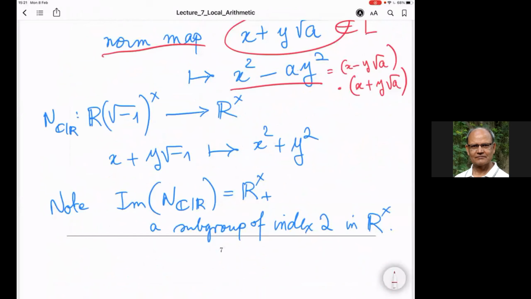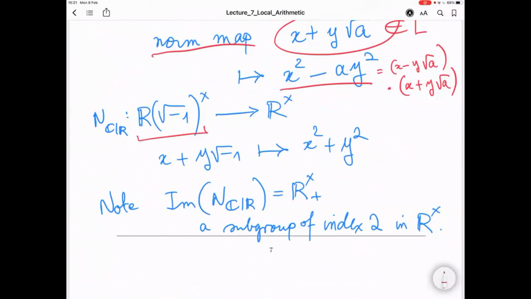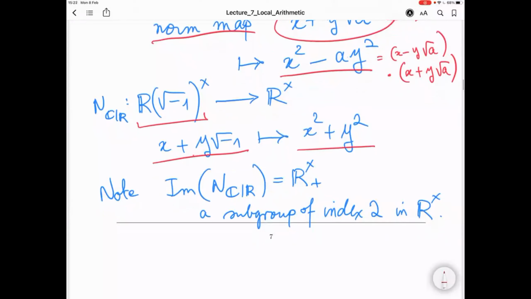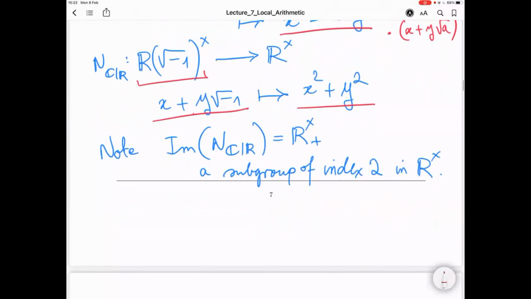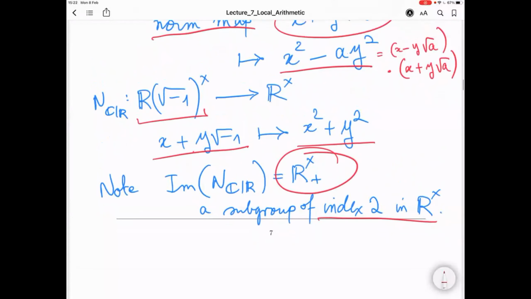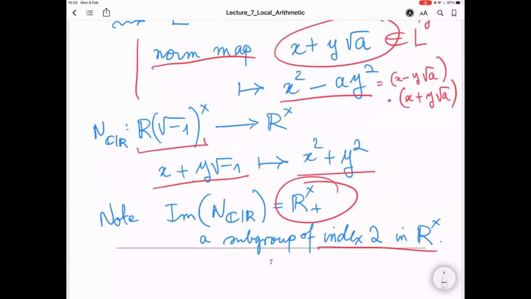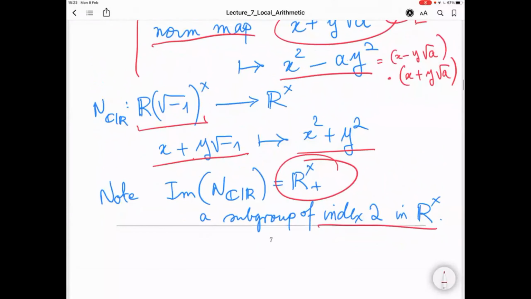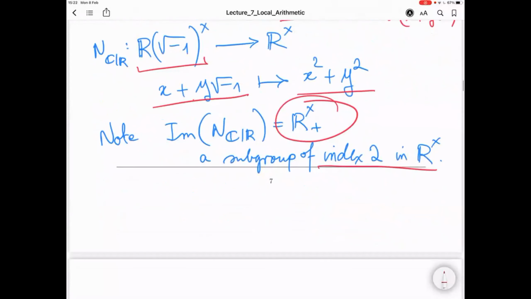For example, if I take R adjoined root of minus 1, then the norm of this element is just x squared plus y squared. And what's the image of the norm map? It's the strictly positive real numbers. It's a subgroup of index 2 in R star. So this is just an example, and this is what the norm map is in general for quadratic extensions over fields of characteristic different from 2.